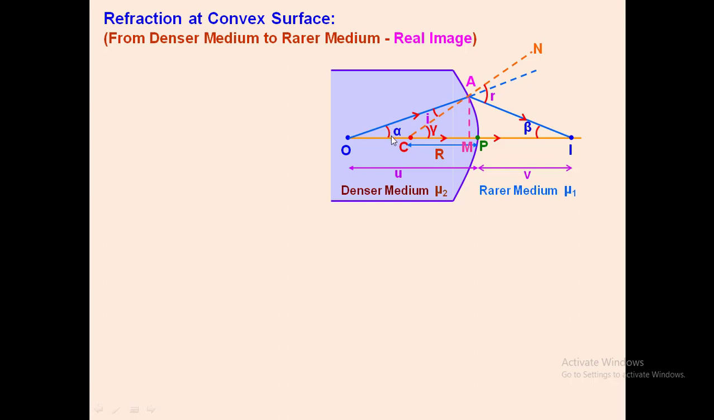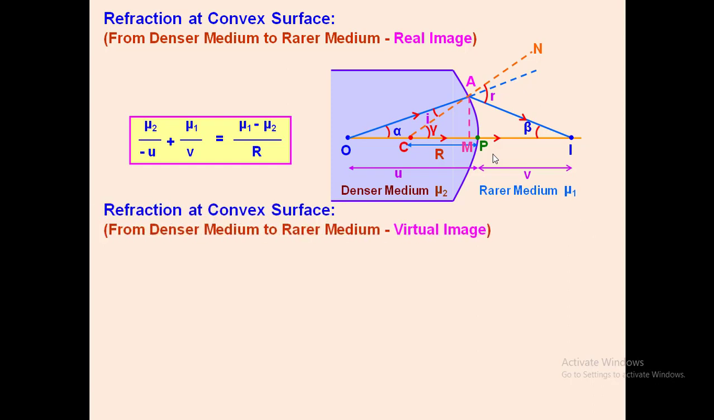Incident ray makes an angle alpha with respect to the principal axis. Refracted ray makes an angle beta with respect to the principal axis, and the normal makes an angle gamma with respect to the principal axis. Incident ray makes an angle i with respect to the normal, refracted ray makes an angle r with respect to the normal. Again the same procedure. Distance is u from object to pole, distance is v from image to pole. Now if you apply the condition again, you're going to have the equation as mu2 by minus u plus mu1 by v is equal to (mu1 minus mu2) by R. Remember this.